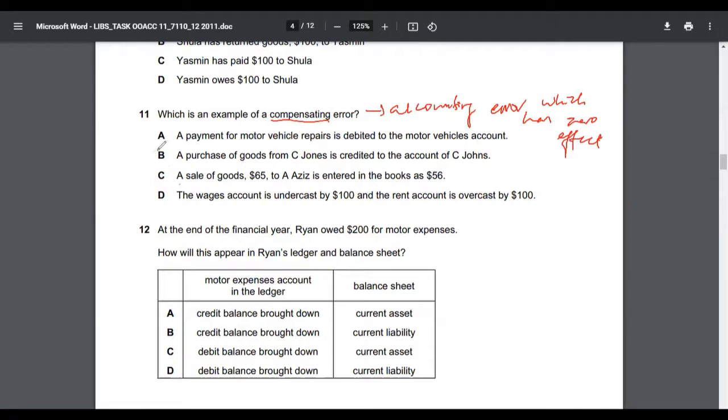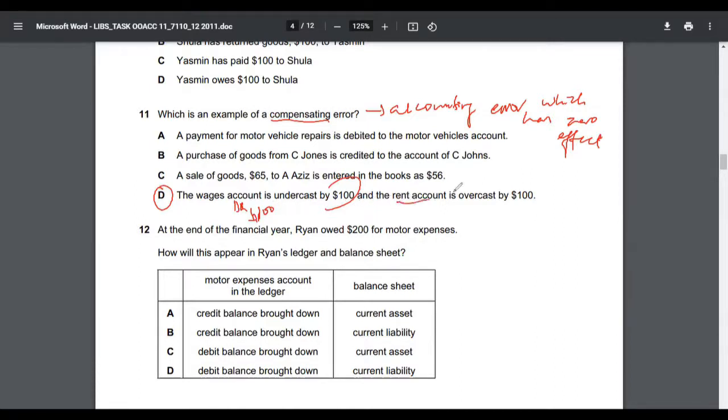So let's read the options. By quickly skimming through the options, you can always skim through options, the answer seems to be option D for multiple choice 11. Let's look into why option D is the correct answer. The wages account, which would have a debit, is undercasted by $100. So my debit is undercasted by $100. Now I need an equal credit to set this off.